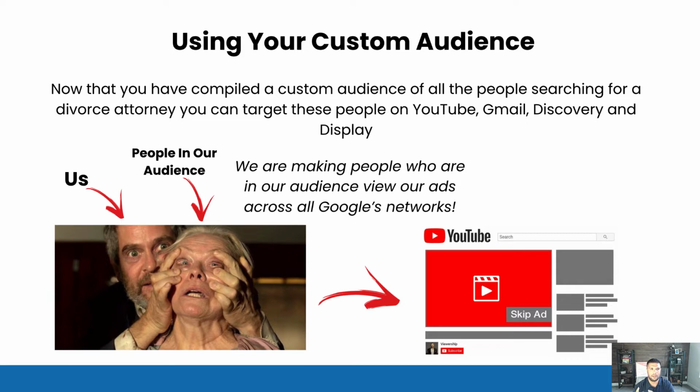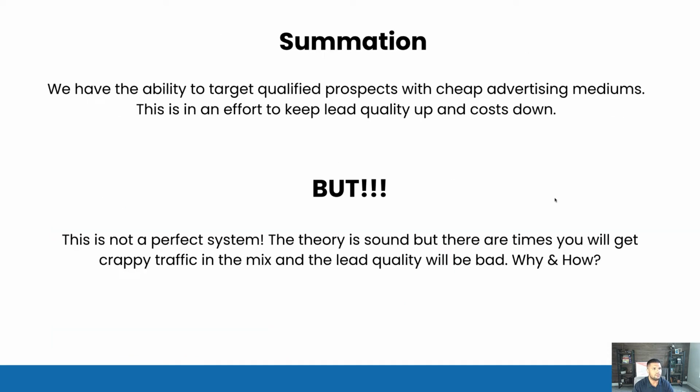So this is what we're doing. We are stitching together intent with cheaper mediums to hopefully bring down our lead costs and still get qualified leads. This is what Performance Max is doing. So the summation of this is we have the ability to target qualified prospects with cheap advertising mediums. This is in an effort to keep lead quality up and costs down.